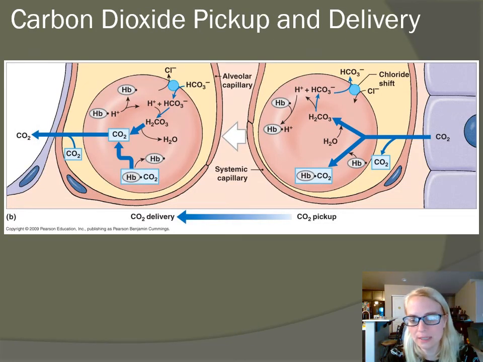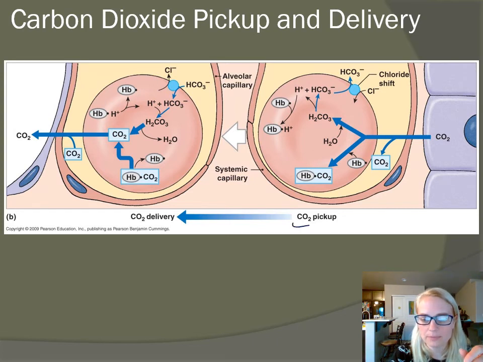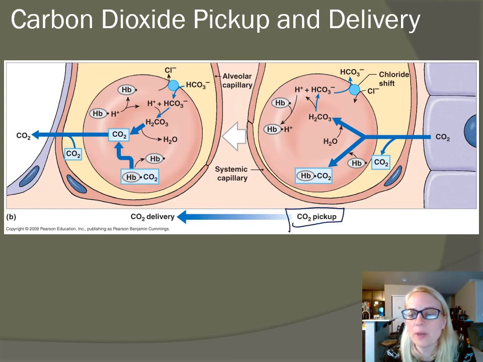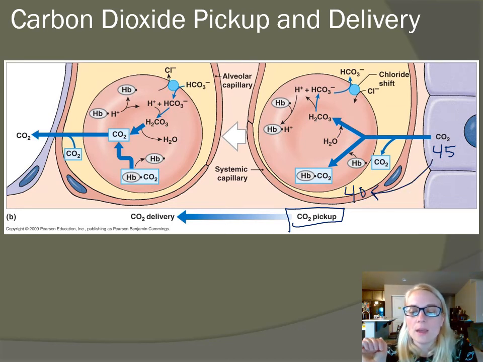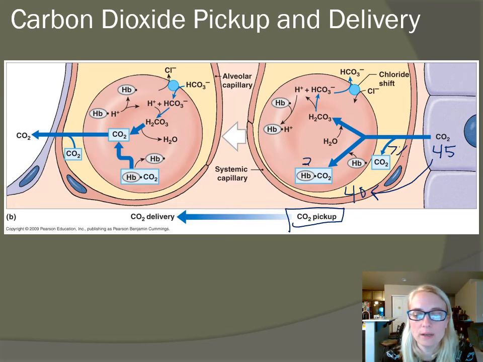So what we just did here is the pickup. Carbon dioxide pickup. Here's that 45 partial pressure in the tissues, and in the blood was 40, right? So this is going to be our concentration gradient. If you remember, if we break down 100% of the CO2 that's coming in, 7% was dissolved in plasma, 23% is bound to hemoglobin, carbaminohemoglobin, and then 70% was converted into the bicarbonate ion and the hydrogen ion.